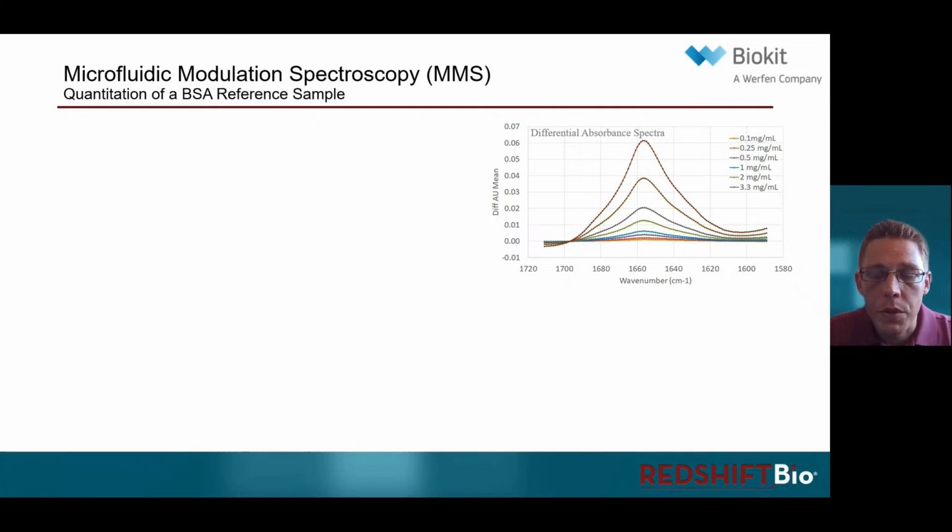So when we make our measurements with MMS, very much like the Beer-Lambert law in UV spectroscopy, as we increase the protein concentration and make absorption measurements within this amide 1 band region, we see an increase in the signal or the absorbance of the sample as we increase the protein concentration, and this relationship is linear.